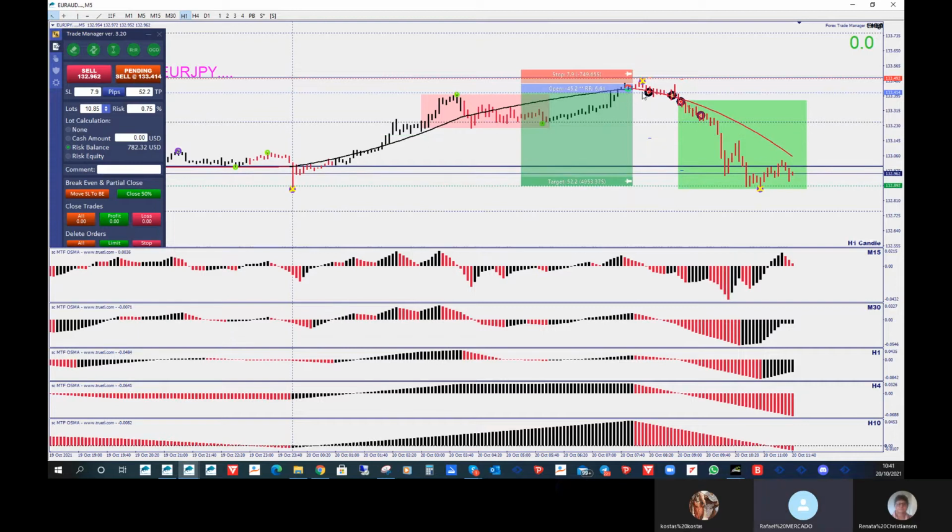So, for example, this euro yen. I was playing 0.75%, $750 in a 100,000 account. And if I let it run, it's almost 5%. You see, 5%. So you are done. You pass any challenge just with one pair, only with one pair, right?